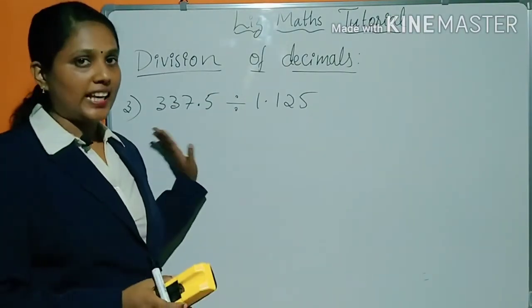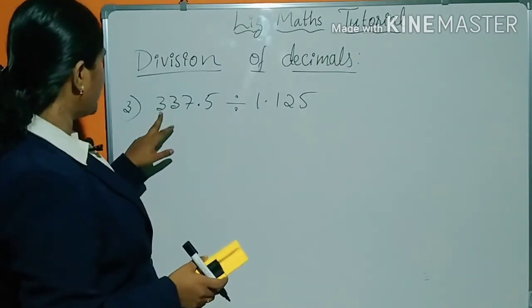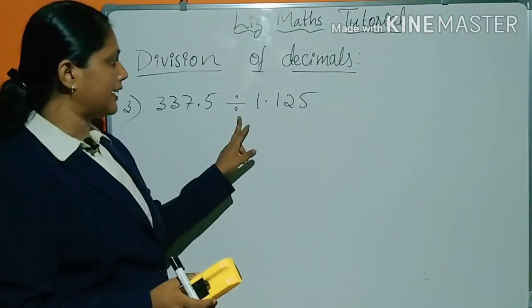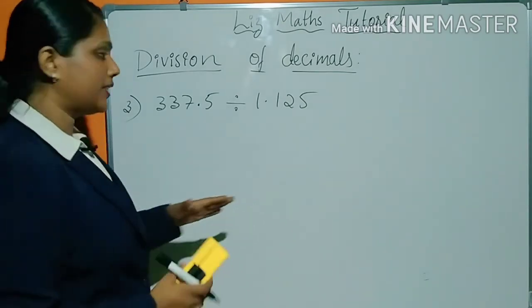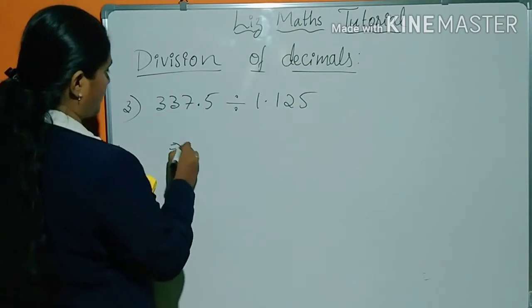Now we move on to the last example. Here you have 337.5 divided by 1.125. So how to do this division?